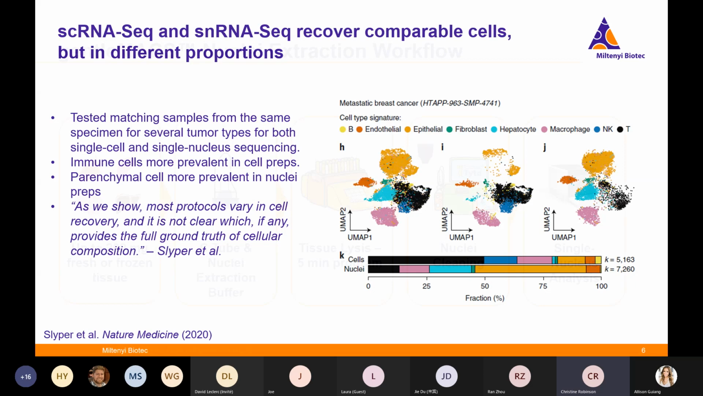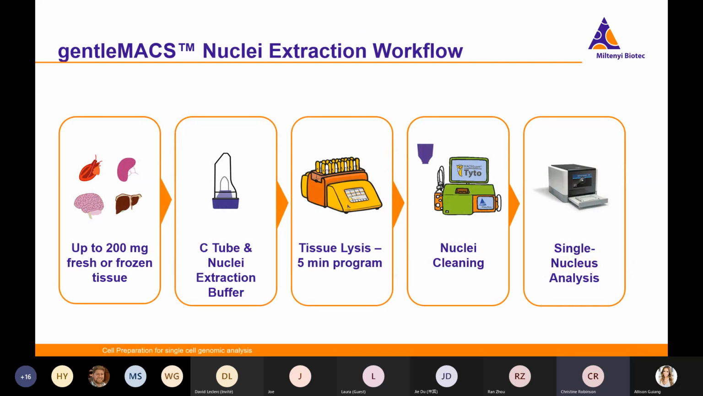So if we go to the next slide, let's say you know you want to work with nuclei. What would be the best method? This is our nuclei extraction workflow. You can start with up to 200 mg of fresh or frozen tissue, since you can work with frozen tissue for nuclei. You would put it in a pre-chilled C-tube with our new nuclei extraction buffer, and lyse on the GentleMACS Octo, which is just a 5-minute program for tissue lysis and homogenization. It's really fast, and you can process up to 8 samples at a time on the machine. Then you would wash and filter your nuclei suspension. You could also further clean it by sorting it on the Tyto, and then move on to your single nucleus analysis.